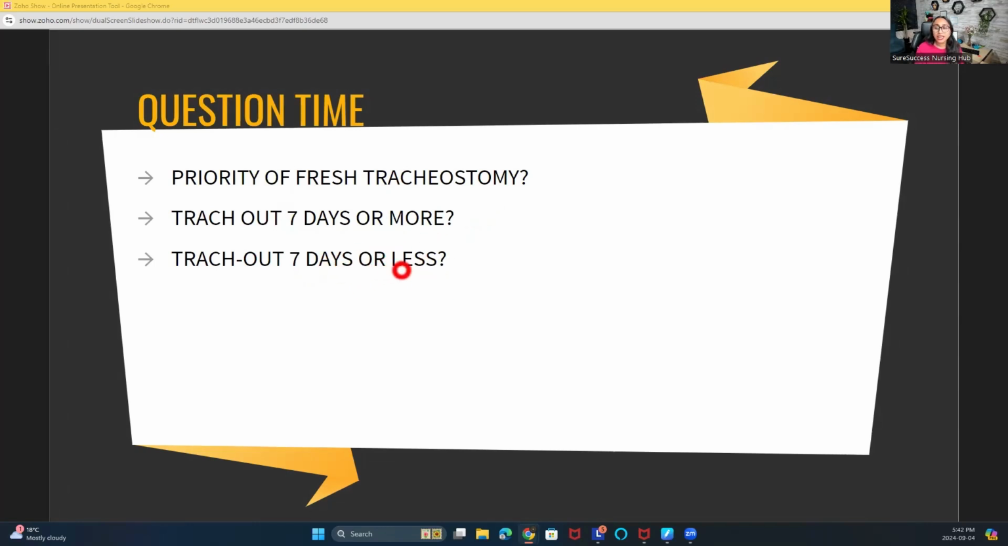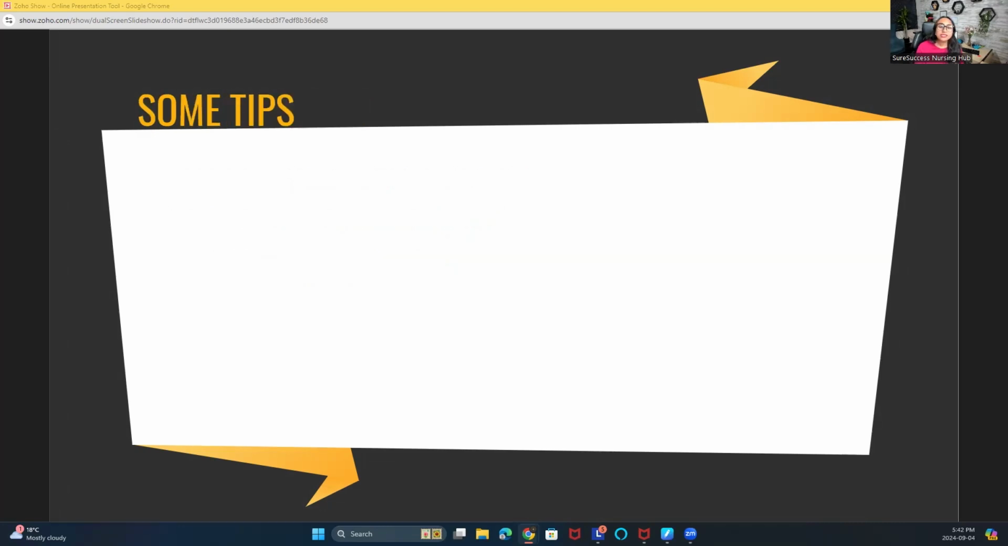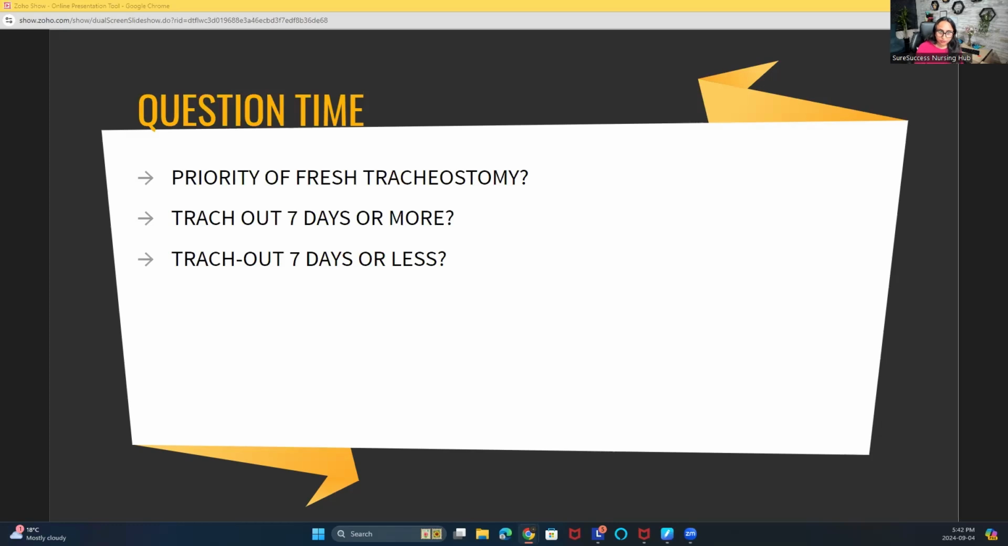So what you do, dressing and embo bag. Okay. So this is very, very important. I hope you understood about the tracheostomy. So what do we do when it's 7 days or more? You try to reinsert it. Just reinsert it. And if it is not reinserting, try one size less. If it is less than 7 days, then cover it and start the embo bag.